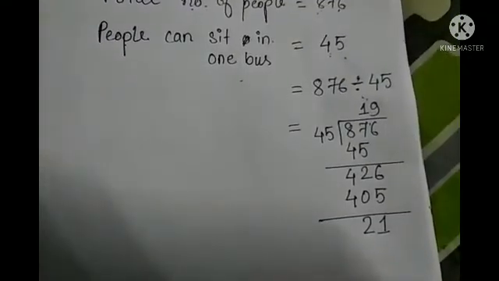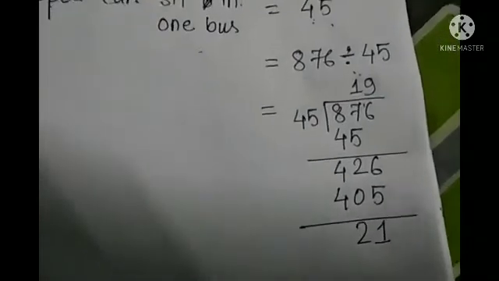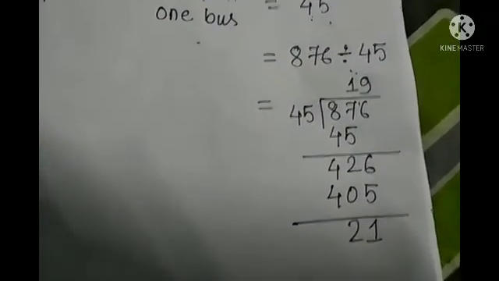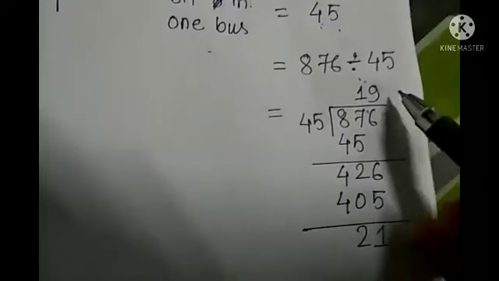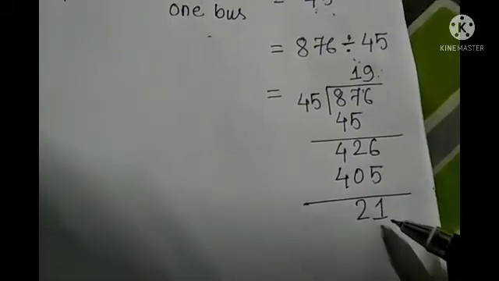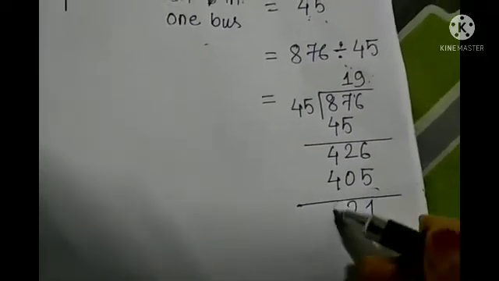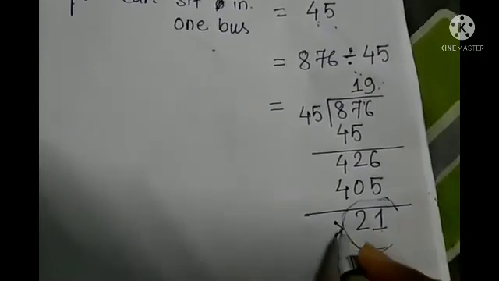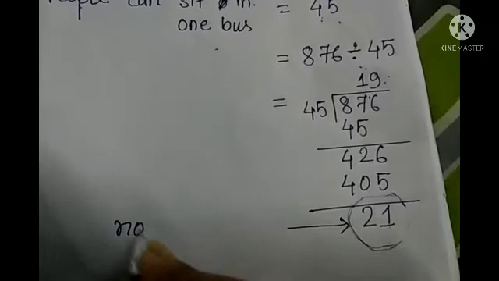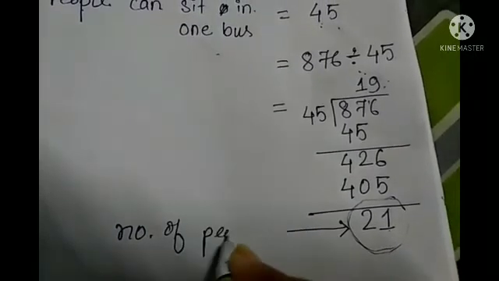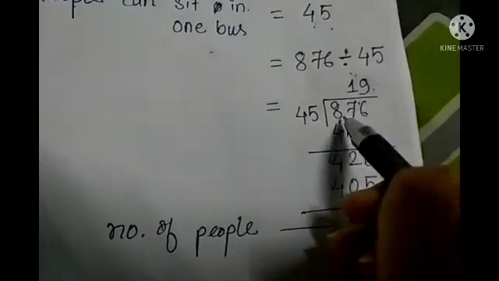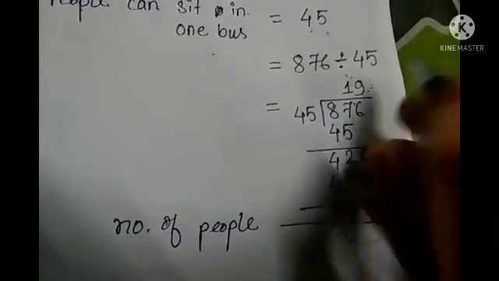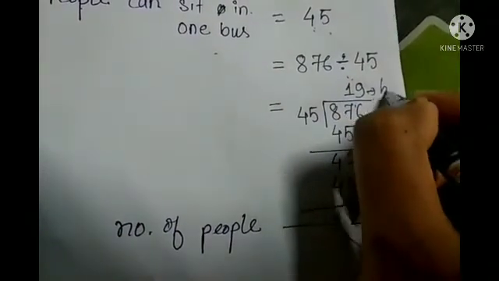You can see, students, after division we are getting this as our answer. So what is our quotient? Quotient is 19, and what is our remainder? 21. So what is this 21, students? These are the number of people, right? These are the number of people, because we are dividing the number of people, right? So 19 buses, this is the number of buses.